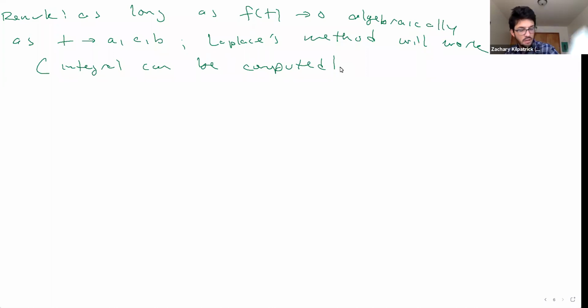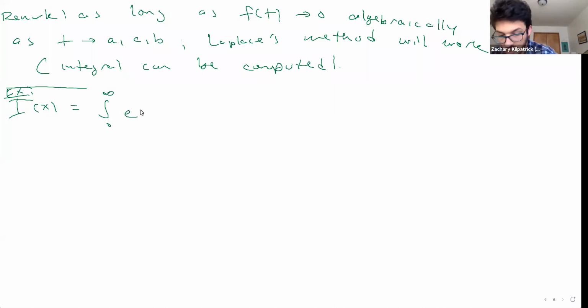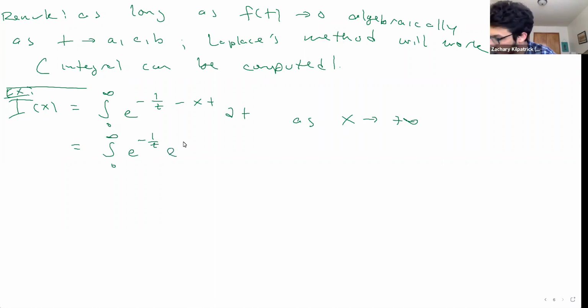Let's see if I want to try and do one more example. Yeah, okay, let's try one more before we finish for the day. Let's say that we have the integral from 0 to infinity of e to the minus 1 over t minus xt dt as x goes to positive infinity. And I can write this and split it up a bit as e to the minus 1 over t, e to the minus xt dt.